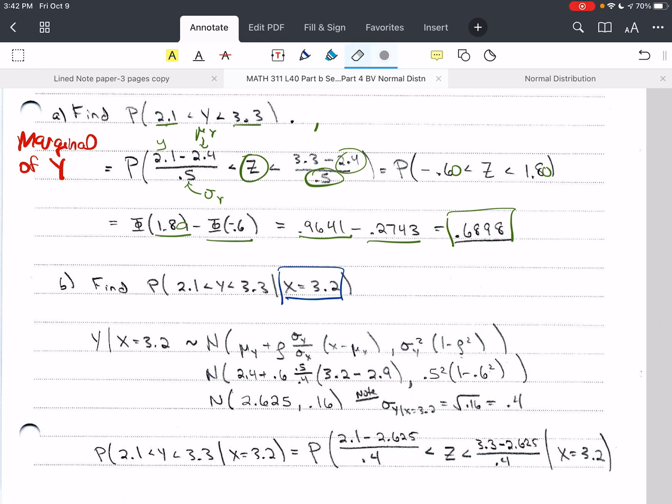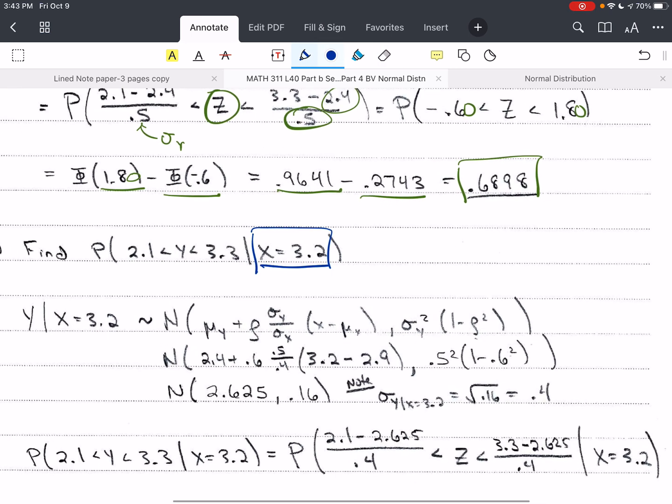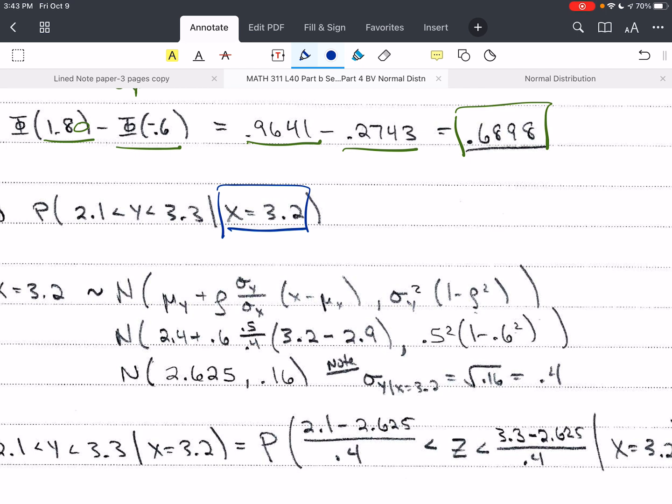So please remember that. So now I know that y given x equals 3.2 is a normal. And I want you to write out what it is in general terms. So this is the general formula, and this is the specific formula. The general formula is mu y plus rho, sigma y over sigma x, times x minus mu x, and the variance is sigma y squared times 1 minus rho squared. Write that out and then plug in the values for this section. This will hopefully help you keep from making mistakes. It does me at least.